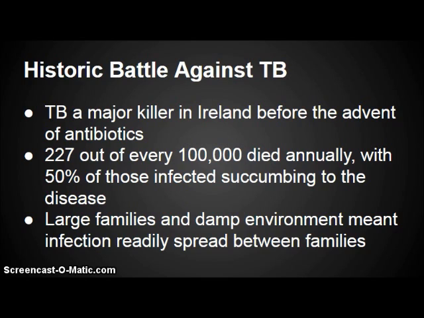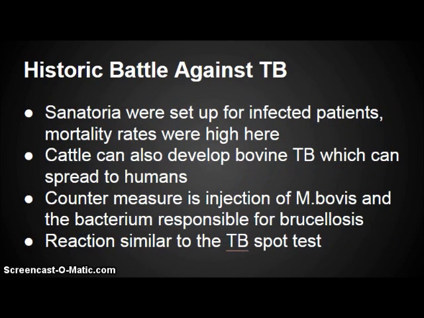Before the advent of antibiotics, TB was a major killer in Ireland. Around the 1900s, 227 out of every 100,000 people died annually of TB. 50% of the people infected died. Due to the large family sizes of pre-modern Ireland and the damp air in cold cottages, TB was particularly easily spread between family members. As a result of this, sanatoria were set up. A lot of the patients who were admitted often did not leave due to the high mortality rates.